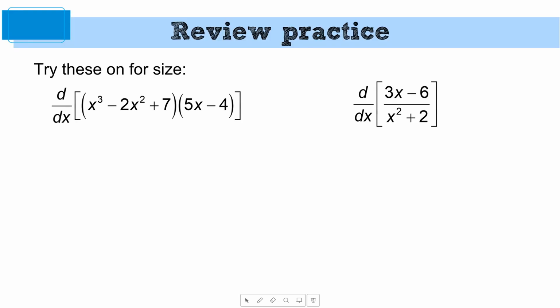All right, two practice problems. Go. Feel free to solve the left one, either method. I would recommend the product rule, but you could multiply it out. But the one on the right, you definitely have to use the quotient rule.